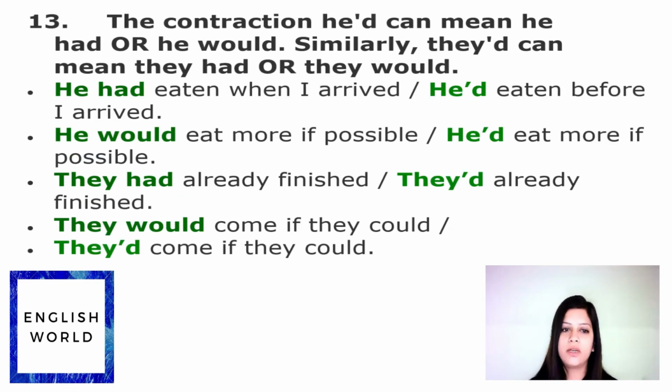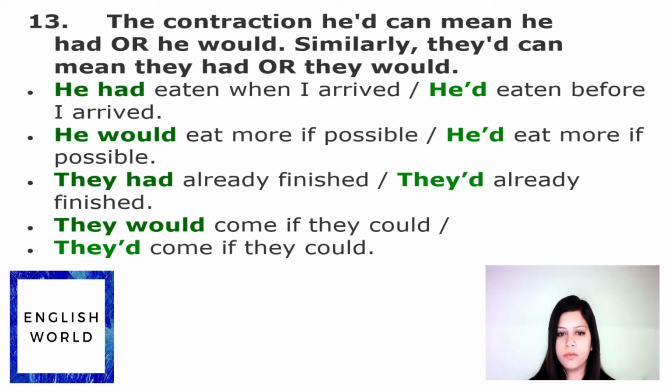Okay. 13th one, the contraction he'd can mean he had or he would. Similarly, they'd can mean they had or they would. He had eaten when I arrived. He had eaten before I arrived. Means he had already eaten. So instead of he had, we are writing he'd, apostrophe and then D.